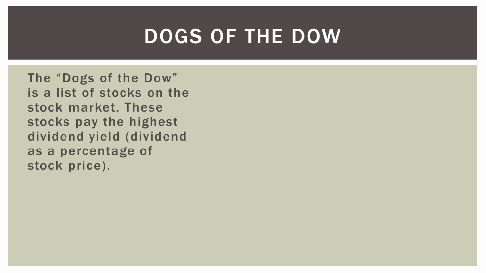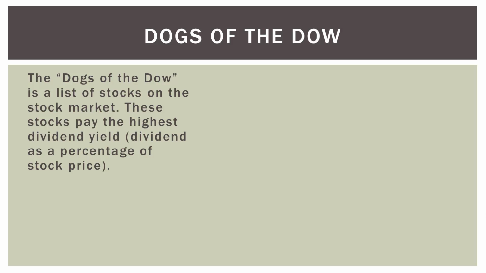So what is the Dogs of the Dow? It sounds kind of goofy, and in a way it does, but it actually has a meaning. The Dogs of the Dow is a list of stocks on the stock market. And these stocks pay the highest dividend yield. And we'll talk about that just briefly in a minute. You don't have to know anything about finance to understand this problem. This is just the data example I pulled.